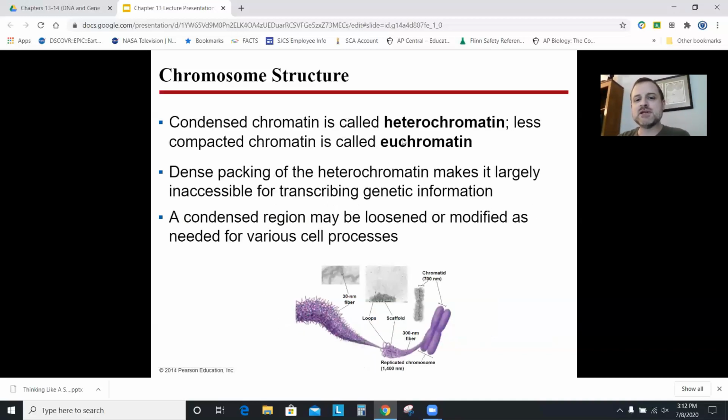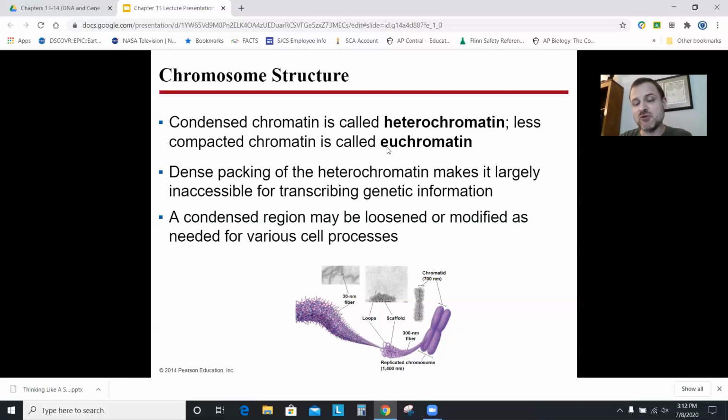So heterochromatin and euchromatin. DNA can be wildly compressed, tightly packed, or it can be loosely unpacked. If it's unpacked, you call that euchromatin. If it's tightly packed, you call it heterochromatin. DNA that is tightly packed is not expressed, right? So if I want to turn a gene off, you just wind it up really tightly.